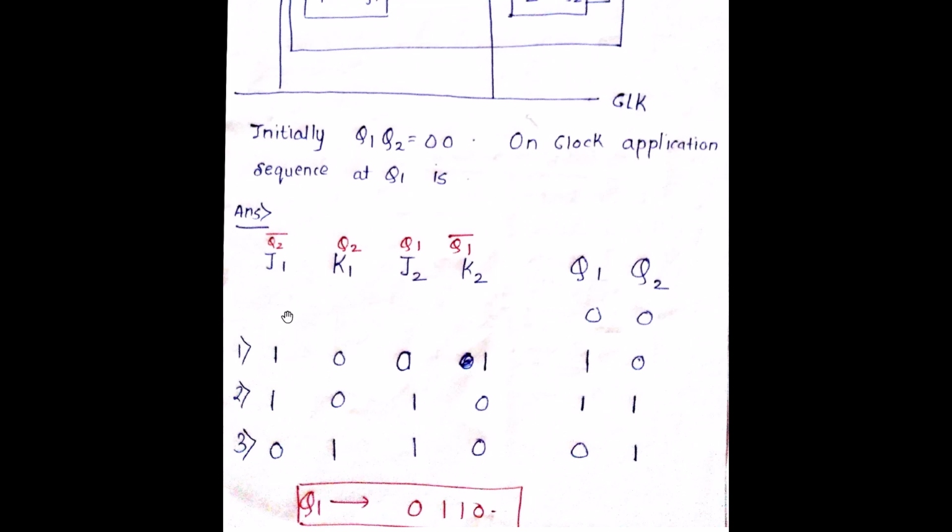Similarly, your J1 is equal to Q2 bar, which is equal to 0. Your K1 is equal to Q2, that is 1. Your J2 is equal to Q1, that is 1, and K2 is equal to Q1 bar, which is equal to 0. So 0, 1, 0, 1, and the Q1 series will be 0, 1, 1, 0. So I hope I am very clear to you, and hence Q1 will be 0, 1, 1, 0.